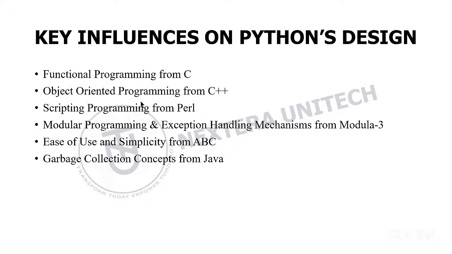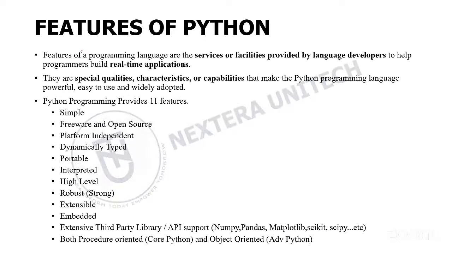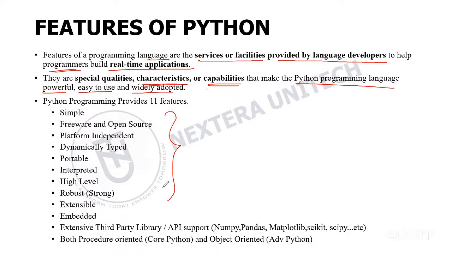Moving on to the next topic. Now, let us know about the features of Python, which make it widely adopted, very easy to use, powerful and mainly popular. The features of a programming language are the services or facilities provided by the language developers to help programmers or users build real-time applications. These are the characteristics or capabilities that make the Python programming language powerful, easy to use, widely adopted. There are 11 to 12 features of Python. Now let us know about each one of them.